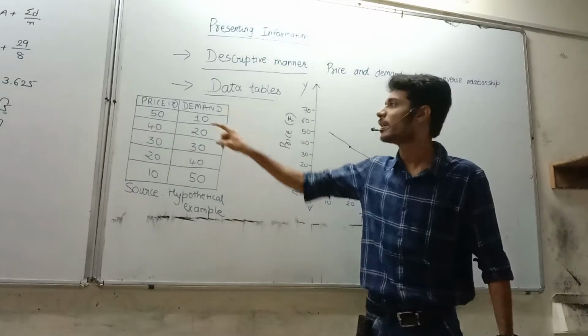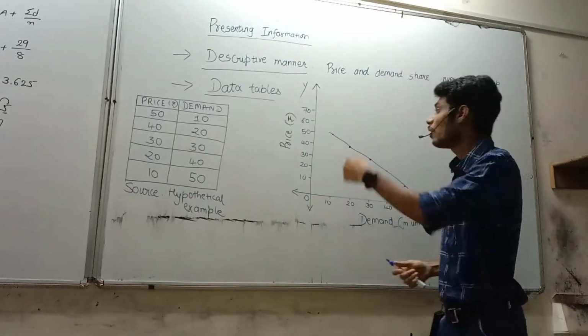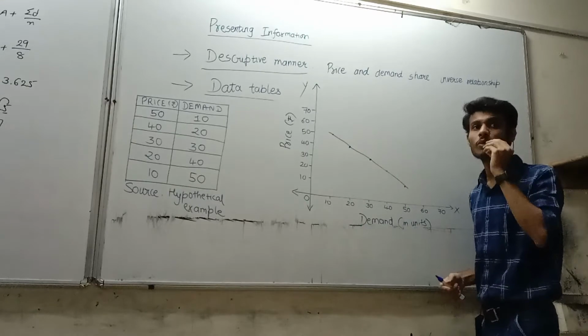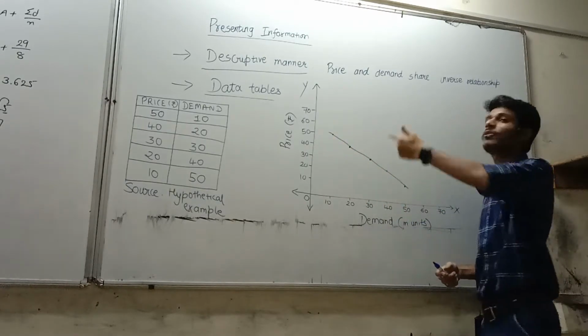From the table you already knew that as price decreases, demand increases, but apart from that, what you are going to learn is whether this is a downward sloping curve or an upward sloping curve.